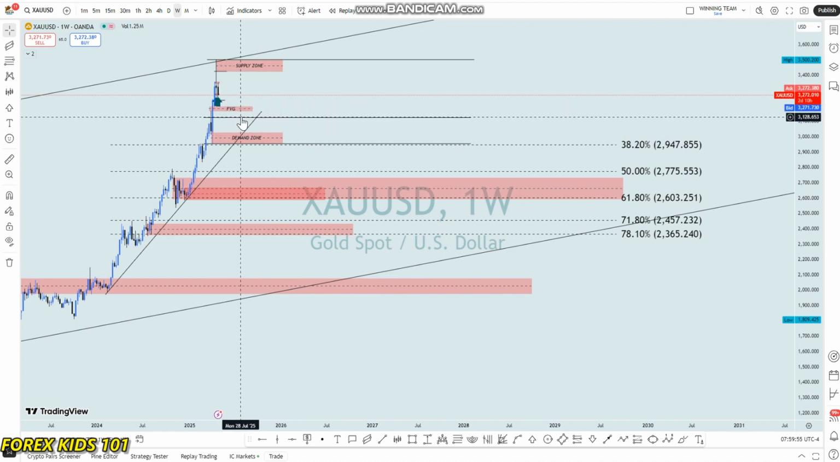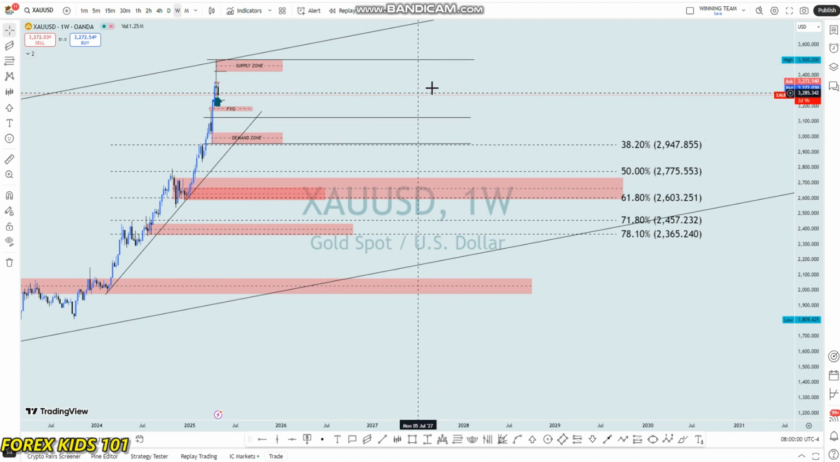We're going to be looking inside this demand, the FVG, and then the demand zone here. That's what we're going to be looking for on gold.